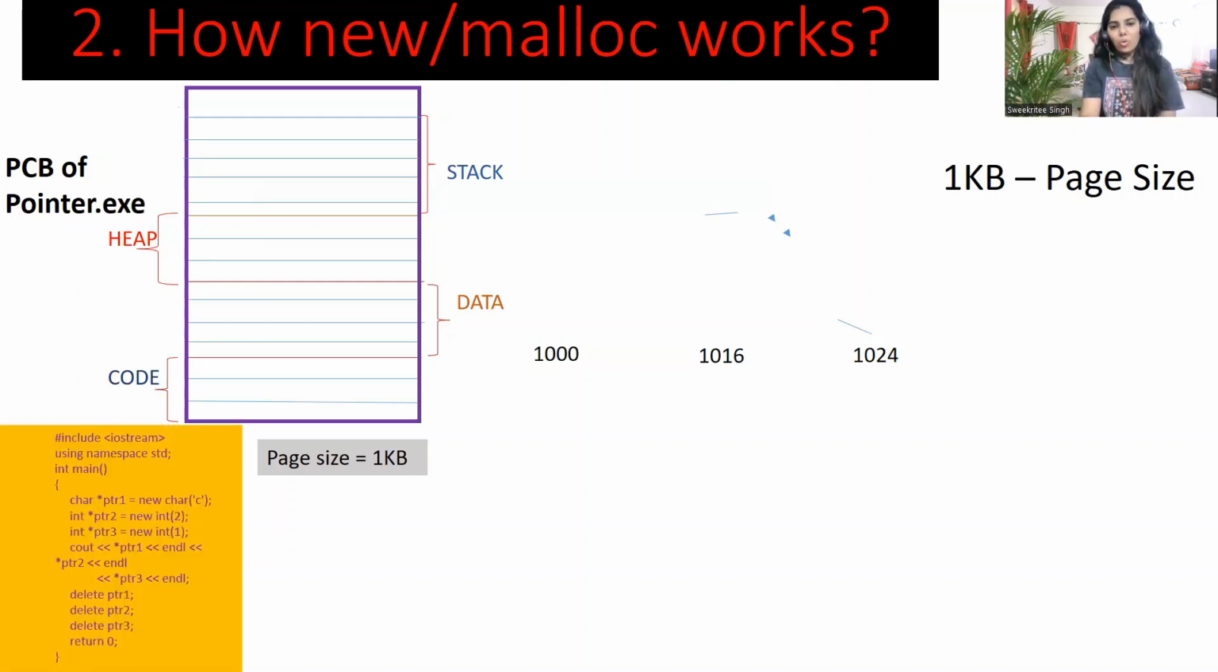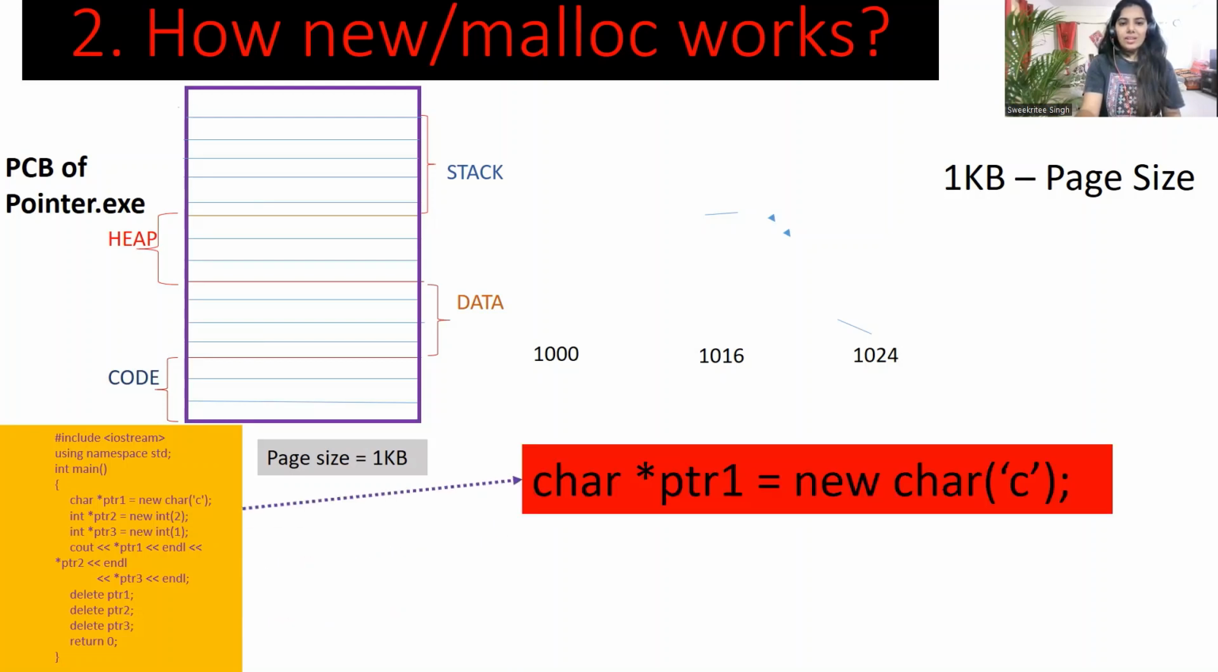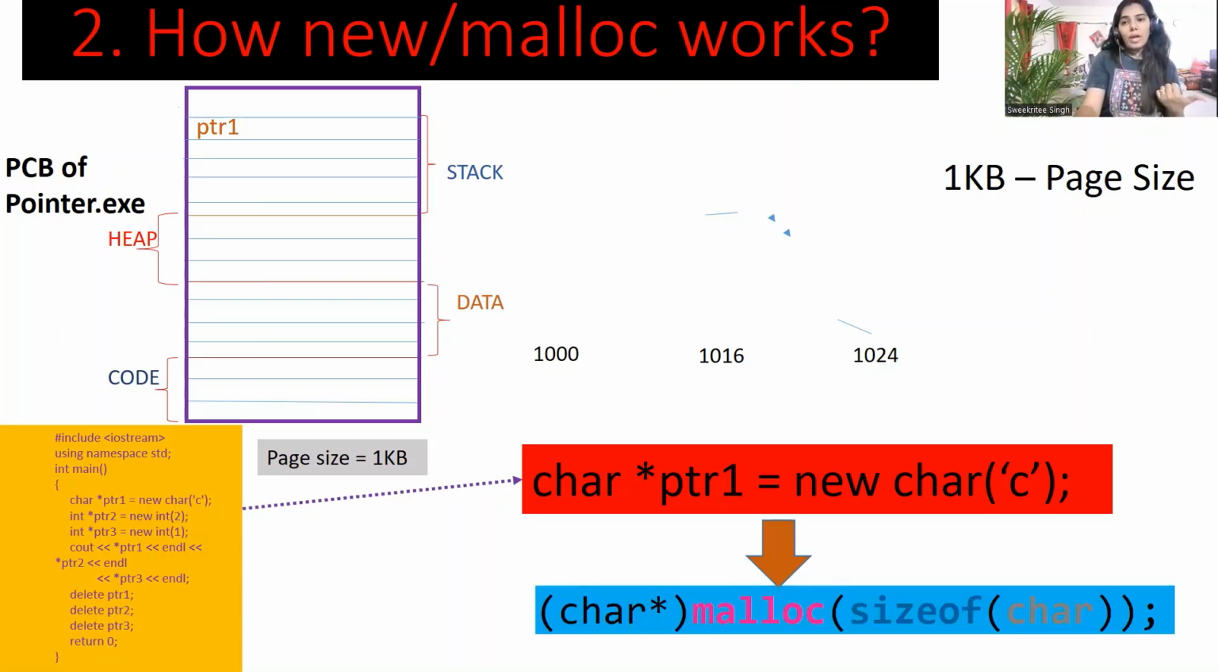So here in yellow, left bottom, you can see the code. And you can also see the process control block of pointer.exe. Now, the first line is char star ptr1 equal to new char. When this statement is called, ptr1, as we had said, is allocated memory in the stack. And this call to new internally makes a call to the C function malloc. And malloc actually makes some system level calls and requests the OS to allocate memory for a character.